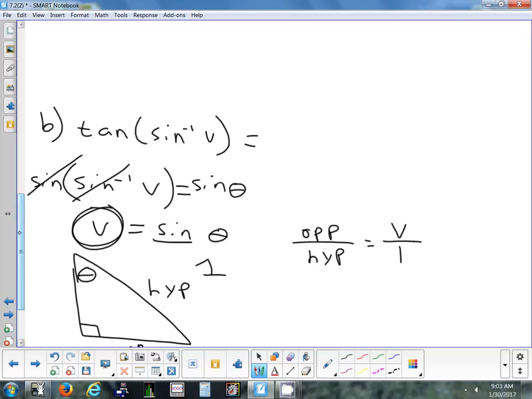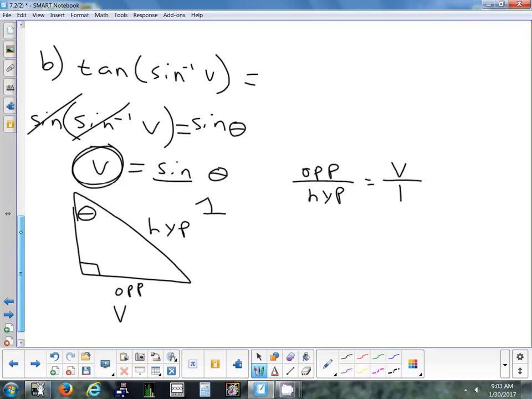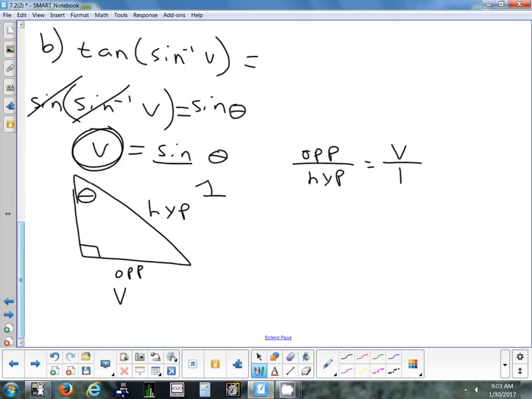Now, if we go back to the original problem, what's the function on the outside? Tangent. What's tangent? Opposite over a side we haven't used yet. We don't know adjacent.